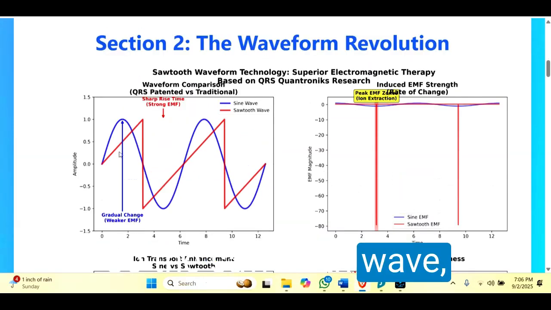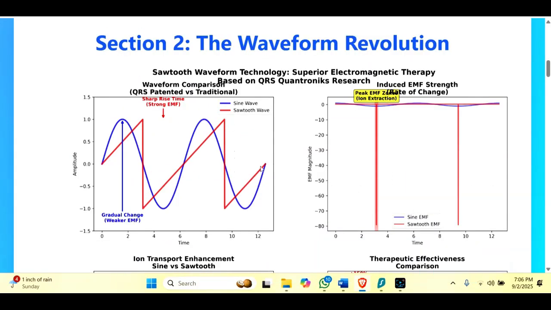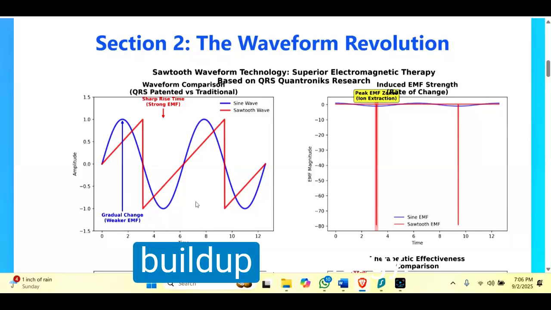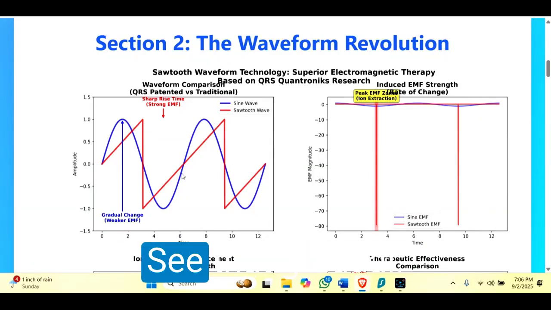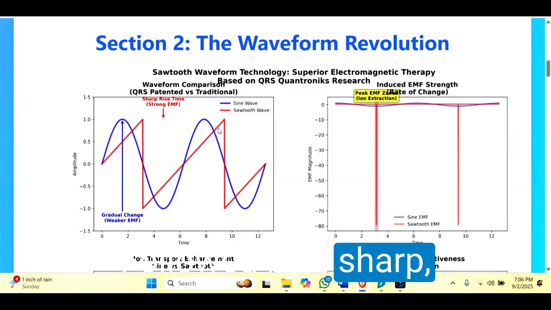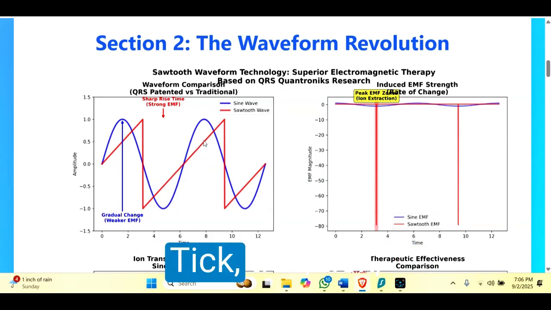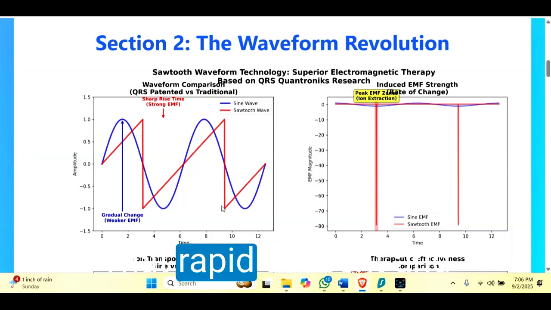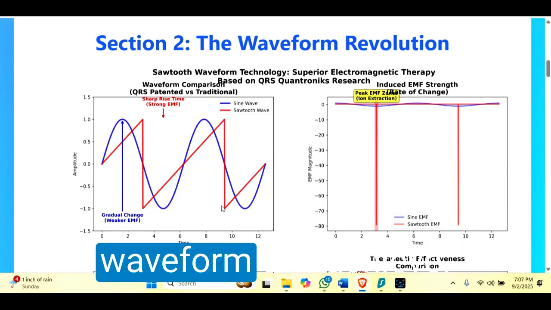So the sawtooth wave, which is this one here in red, is perfectly designed like an escalator system. It has a gradual buildup of energy. That's the rising part, rising, you see that, gradual? Followed by a sharp, rapid descent. So it's like a roller coaster. Tick, tick, tick, tick, and then boom, all the way down, straight down. That rapid descent, and this specific shape creates something that no other waveform can achieve.